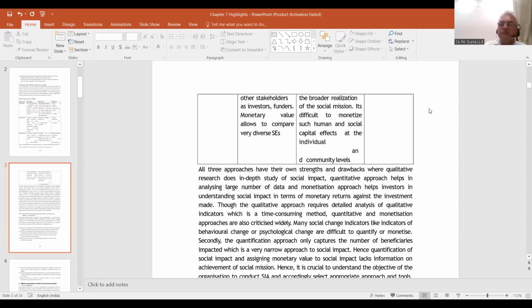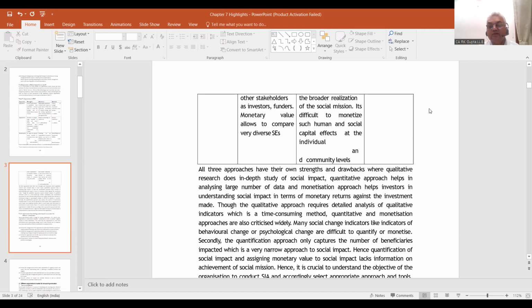So these are the three approaches: qualitative, quantitative, and monetary. Now, all these approaches have their inherent limitations. The quantitative approach basically includes surveys, whatever can be quantified. The monetary approach basically involves monetization, the social return on investment, or cost-benefit analysis. And for qualitative research, the methods are theory of change, structured interviews, focus groups, case studies.